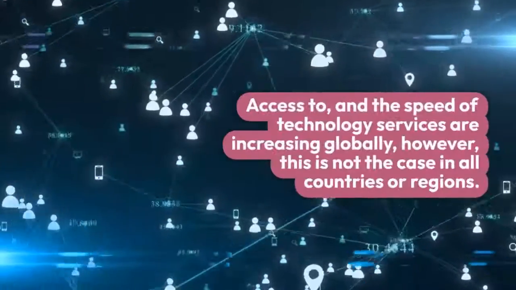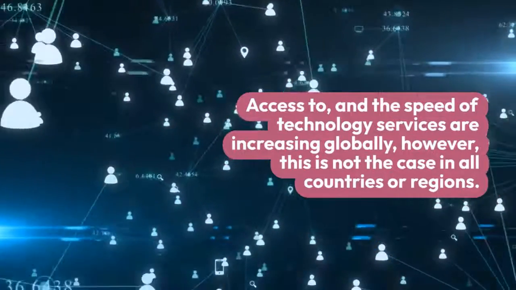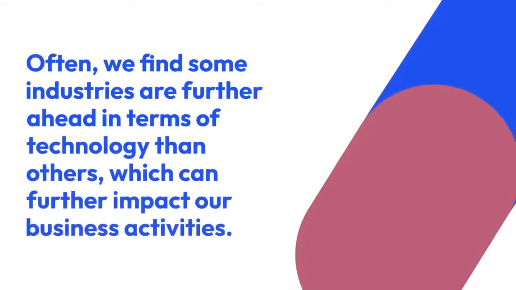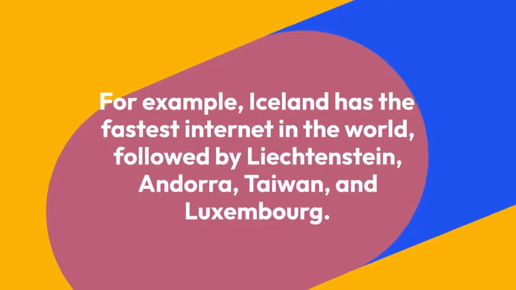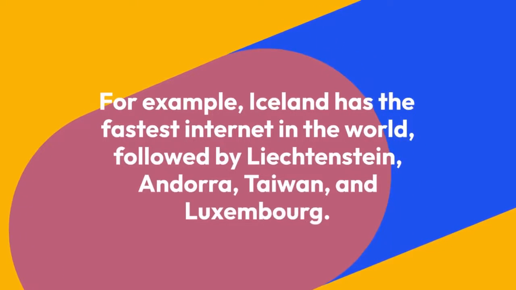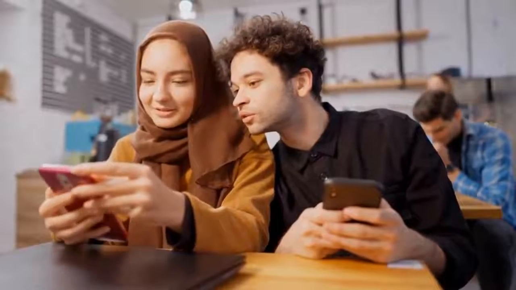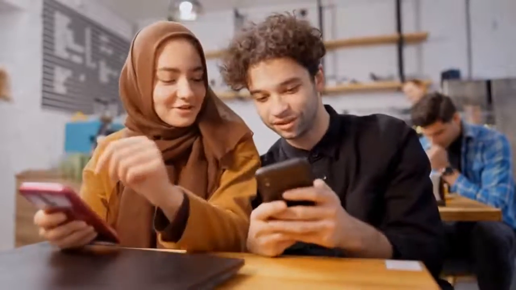Access to and the speed of technology services are increasing globally. However, this is not the case in all countries or regions. Often, we find some industries are further ahead in terms of technology than others, which can further impact our business activities. For example, Iceland has the fastest internet in the world, followed by Liechtenstein, Andorra, Taiwan, and Luxembourg. If our business specialized in 4K streaming content or internet-based services that required high bandwidth, we would like to be in countries with the infrastructure that would best support it.